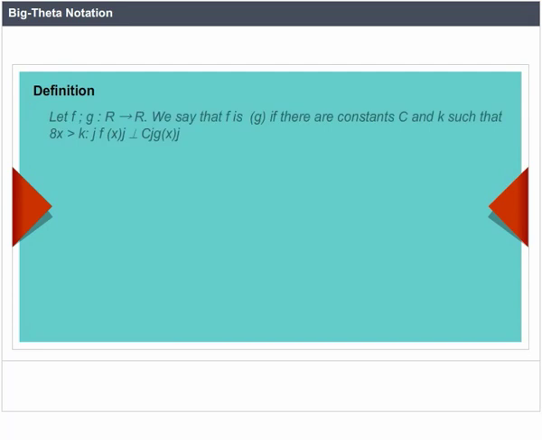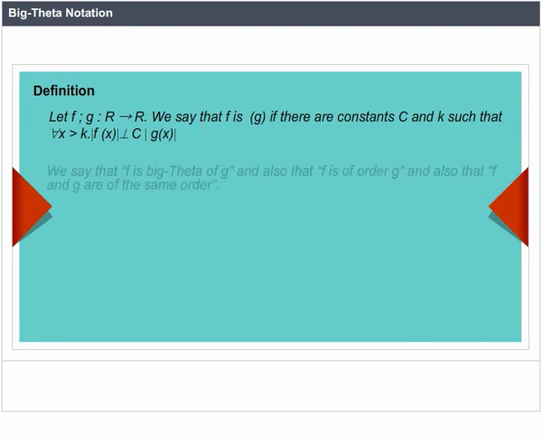Big theta notation. Definition: let f, g be functions from the integers or reals to the reals. We say that f is Θ(g) if f is O(g) and f is Ω(g), that is, there are constants C1, C2 and k such that for all x > k the bounds hold. We say that f is big theta of g, and also that f is of order g, and also that f and g are of the same order.